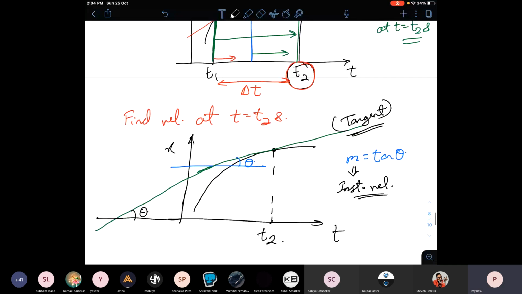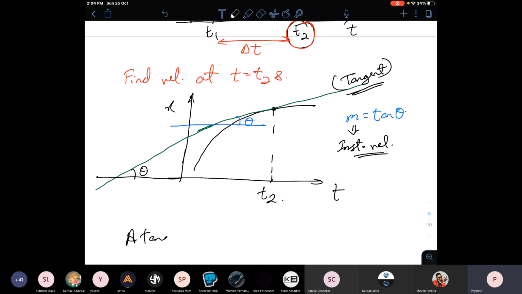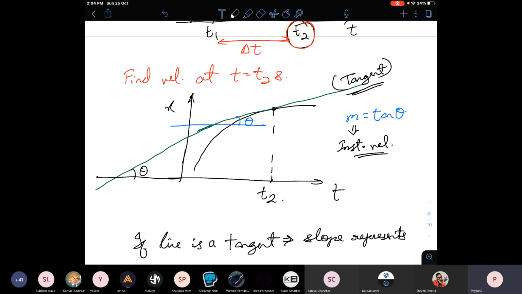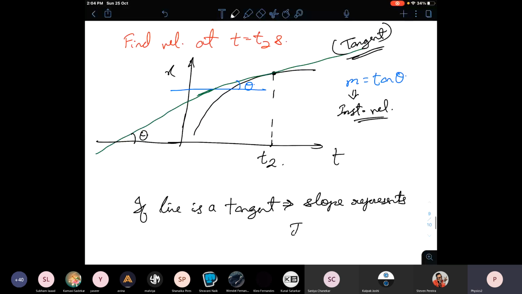So just write the statement here: if the line is a tangent, then the slope represents instantaneous speed or velocity, whatever. This is the final graphical meaning of differentiation.